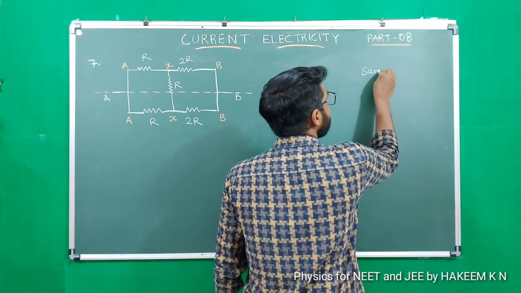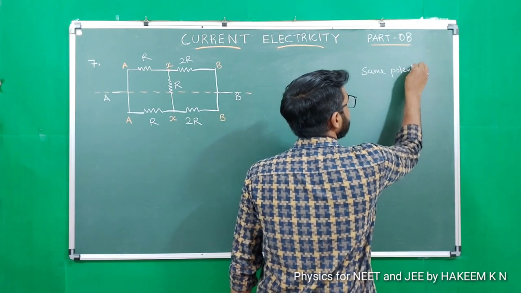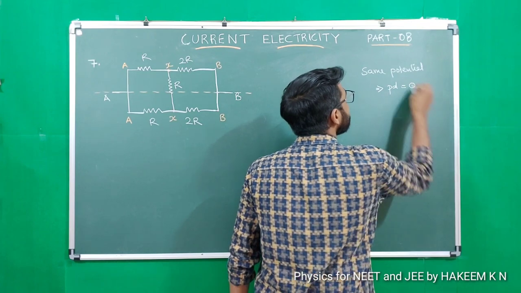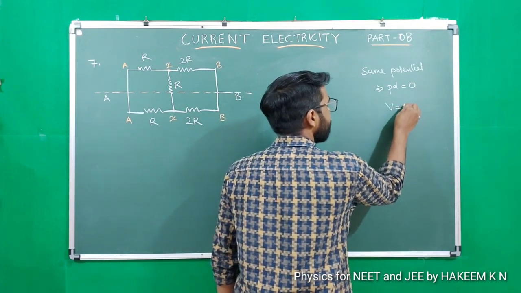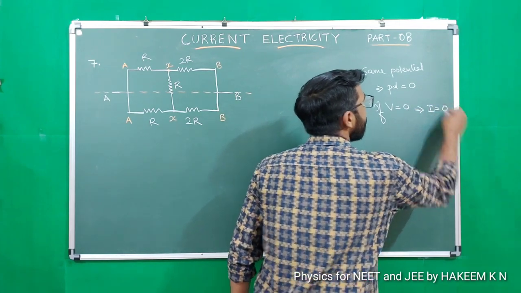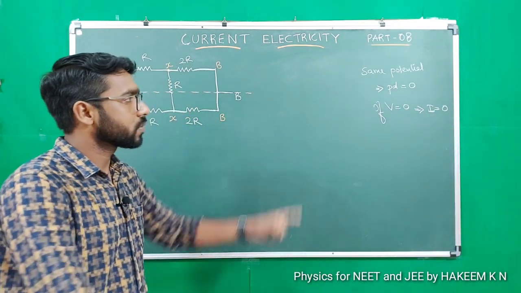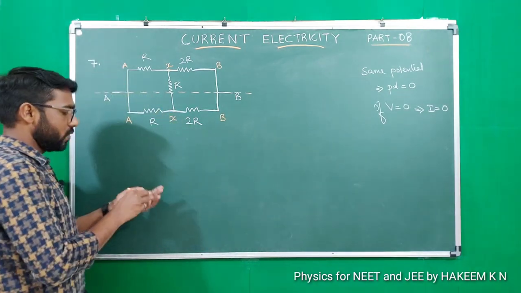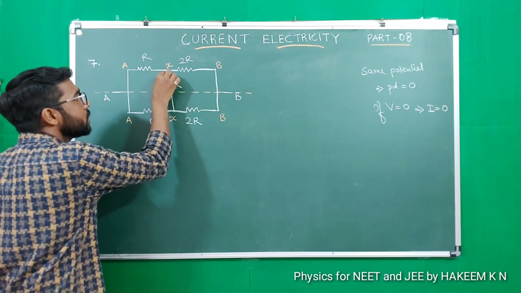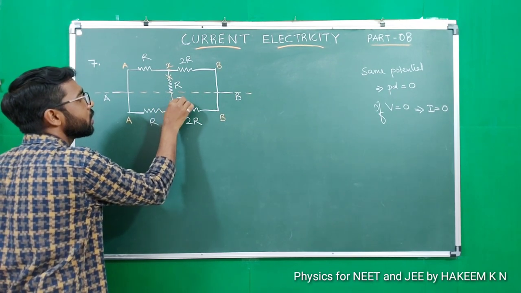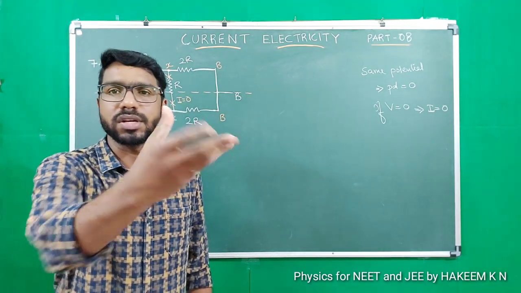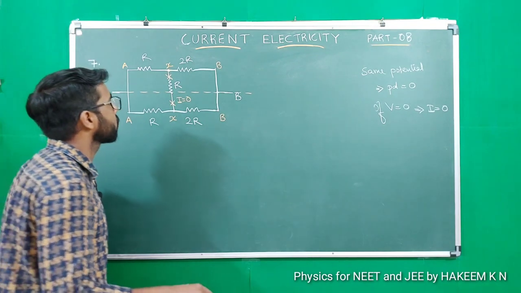Same potential means potential difference equal to zero. If potential difference equal to zero, then current I equal to zero according to Ohm's law. So we can say current in the mid arm is zero. There is no current in the mid arm, because for the current there should be a potential difference.